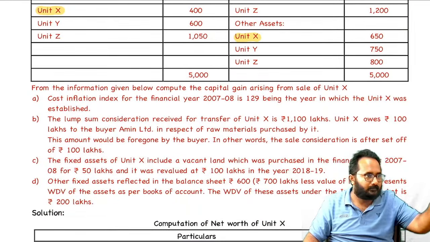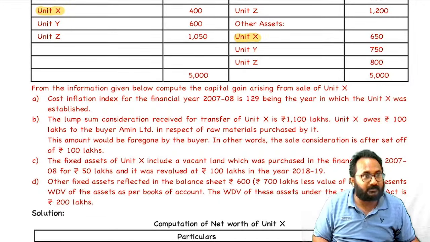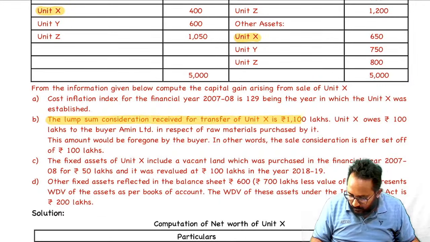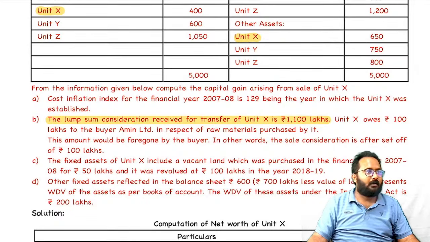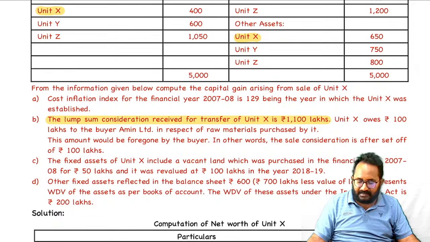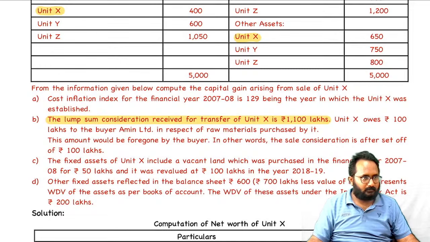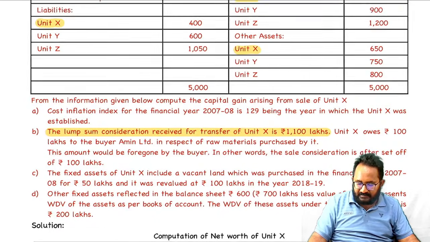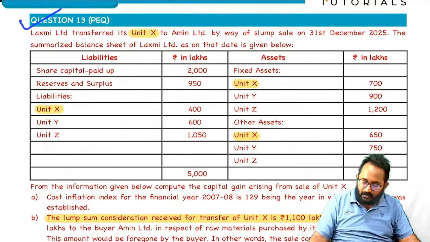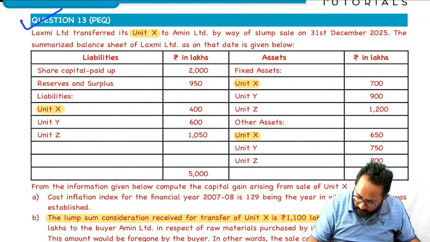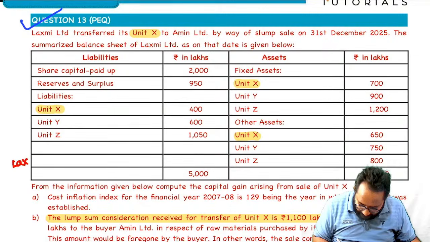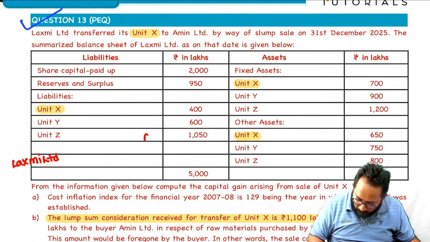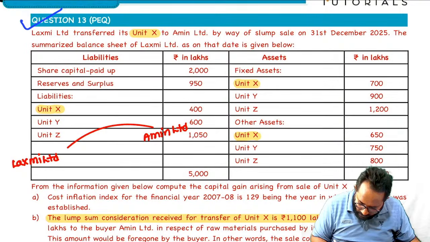Listen carefully. Lump sum consideration is how much, ma? 1100. Lump sum consideration is what, ma? 1100. Now tell me, to whom that 1100 is to be given, ma? Lakshmi Limited can receive the amount from Amin, how much, ma? 1100 lakh.